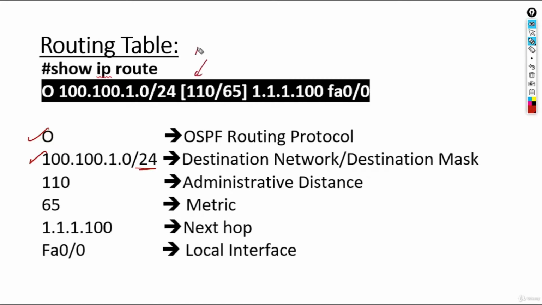First, 110 is called administrative distance. So this stands for administrative distance. The second one is called metric. So the first number is the admin distance, and the second number is the metric.